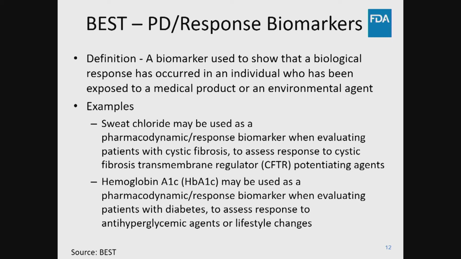And I chose these two examples specifically because the sweat chloride could be considered more of a true PD biomarker. We haven't actually approved any drugs based on this endpoint in clinical trials yet, but it is very informative of whether a CFTR potentiating agent is having some activity in a patient. On the other hand, hemoglobin A1C is a little bit more established. This biomarker has actually been used to approve some drugs, some antihyperglycemic agents, so it could actually be considered a surrogate biomarker.